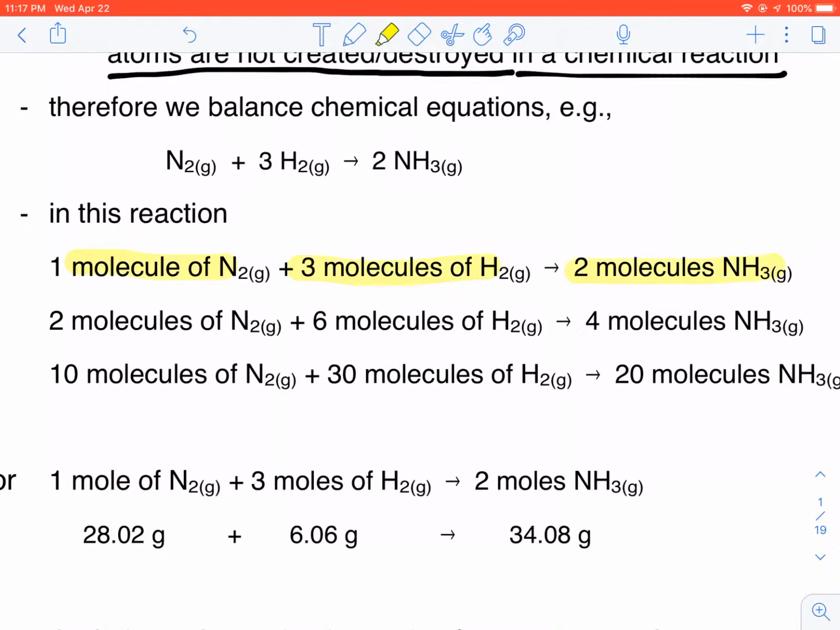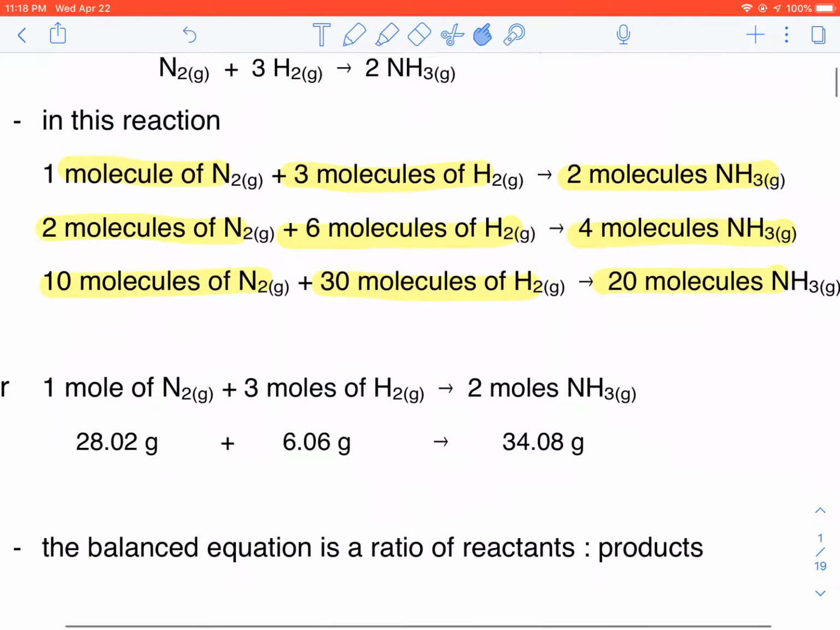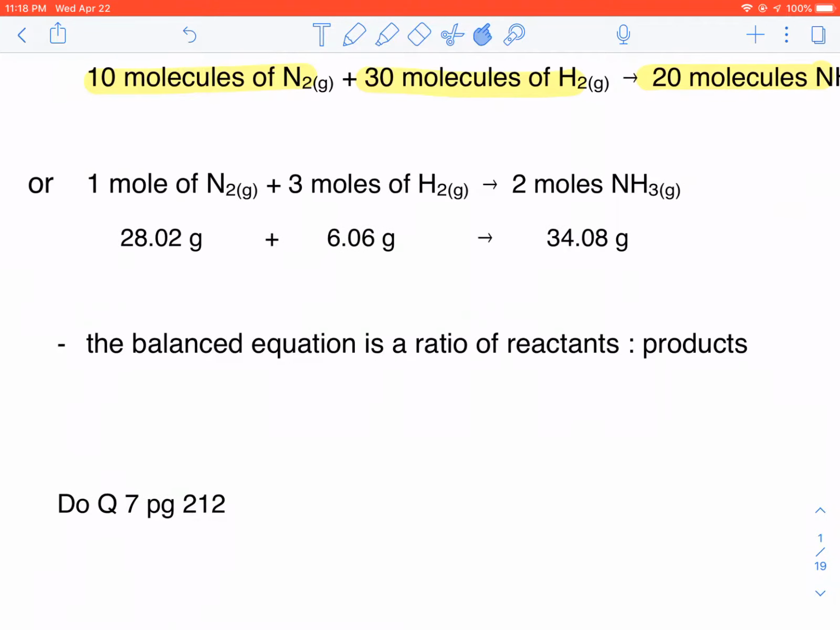And if I double the reaction, if I put in 2 molecules of N2, I will need 6 molecules of H2, and I will make 4 molecules of NH3. I doubled the reaction, or times 10. 10 plus 30 makes 20. Instead of 1 plus 3 makes 2, 10 plus 30 makes 20. And then because molecules and atoms are so small, in Chapter 5 we said we can't really talk about molecules and atoms. We need to talk about moles of things.